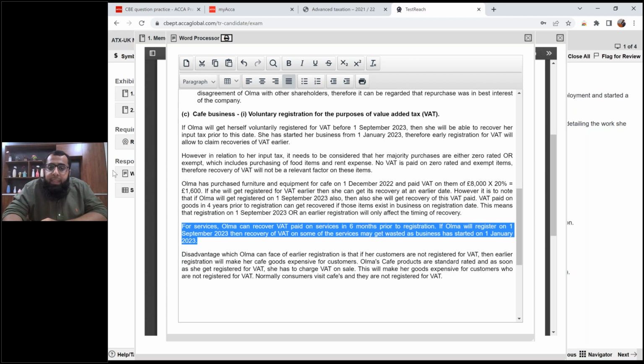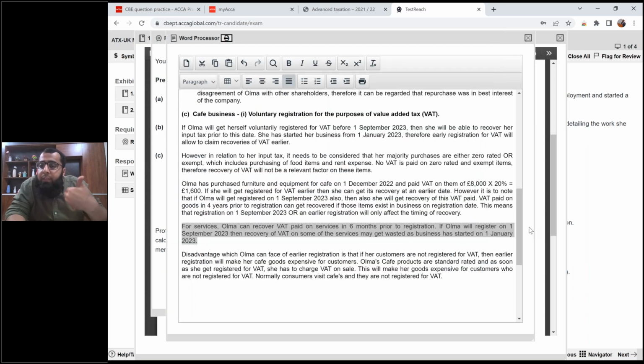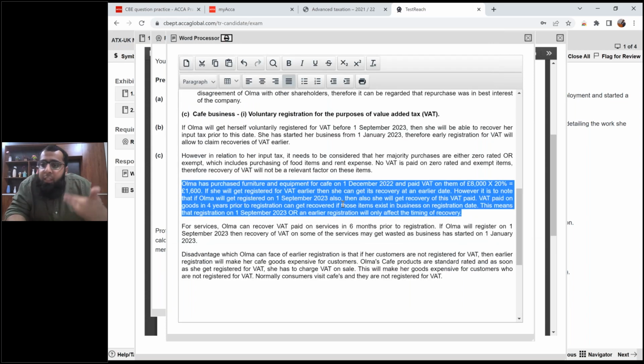Now coming back to the question, the last requirement, which is loss planning, cafe business loss planning. How many marks? 14 marks. The main crux of this question. So for marks for each question on average, how many points should be written? Normally, you can assume that there will be 1 mark for each point. But when the point is detailed, like if you read this answer, these points involved more analysis, so they can be like 2 marks worth.